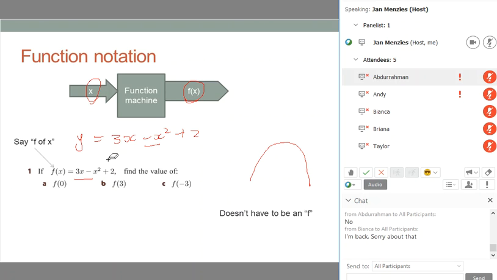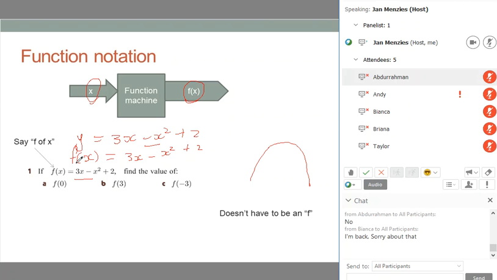So this is a function. This process of tripling the x, taking away x squared, adding 2. So instead of saying the answer is y, we're going to emphasise that it is a function of what we do to the x variable, and the way we work it out is 3x minus x squared plus 2. So that's where the function notation comes in. You're probably used to having the y, but the y can be replaced with function of x.